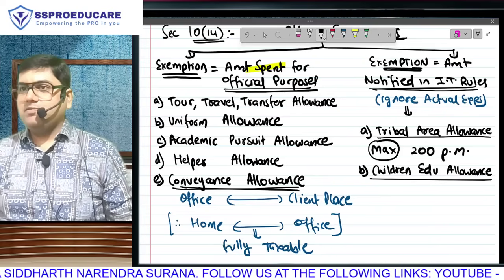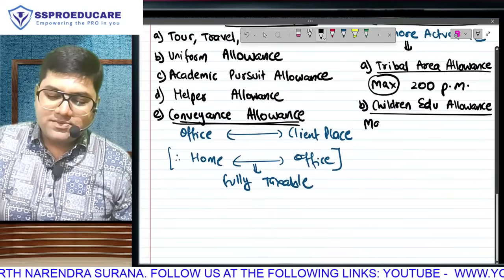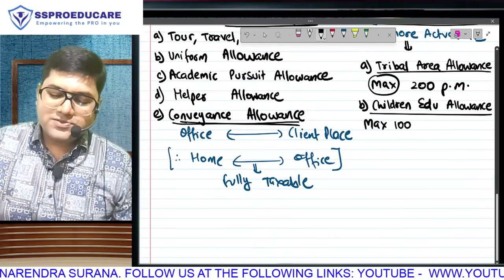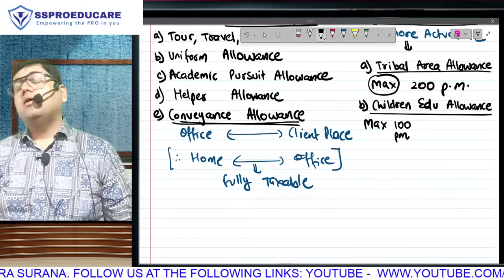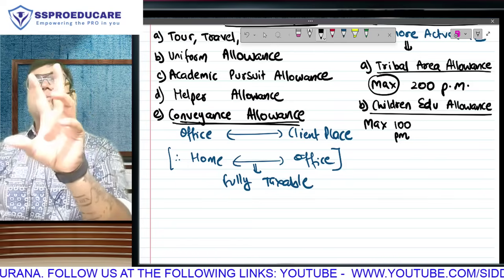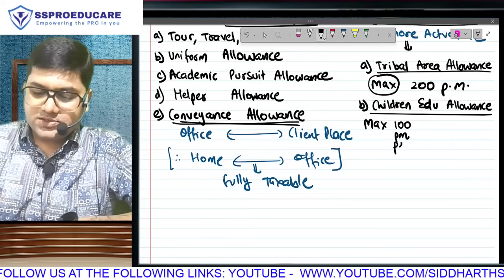How much can he give? Any amount. Exemption will be maximum 100 rupees per month. Maximum means actual or 100, whichever is lower.